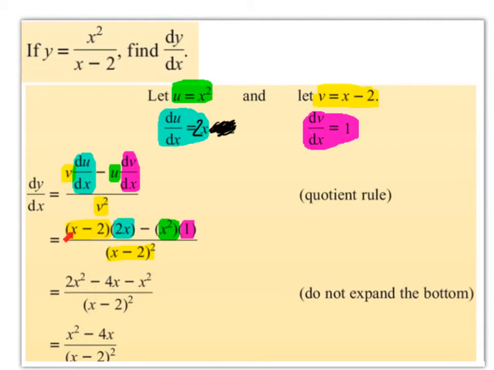dy/dx is equal to v times du/dx minus u times dv/dx, all divided by v squared. So we swap v for x minus 2 with brackets. We swap du/dx for 2x with brackets, bring down the minus. Swap u for x squared with brackets and dv/dx for 1 with brackets. And that's all divided by v squared, which is (x minus 2) squared. We simplify the top, getting 2x squared minus 4x minus x squared. We leave the bottom as it is, and we simplify again to get (x squared minus 4x) all over (x minus 2) squared.